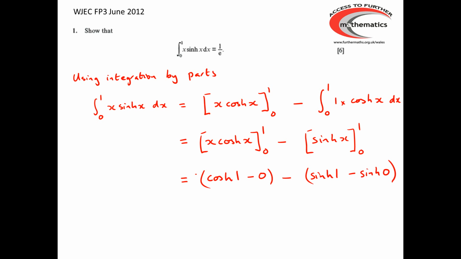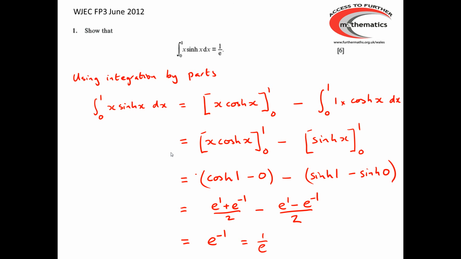Put the limits in. So when x is 1, we've got, for the first integral, cos of 1, take away 0 times cos of 0, which is 0. For the second integral, we've got sine of 1, take away sine of 0. Sine of 0 is 0, so that's just cos of 1, take away sine of 1, or e to the 1 plus e to the minus 1 over 2, take away e to the 1 minus e to the minus 1 over 2, which leaves me with just e to the minus 1, which is 1 over e.